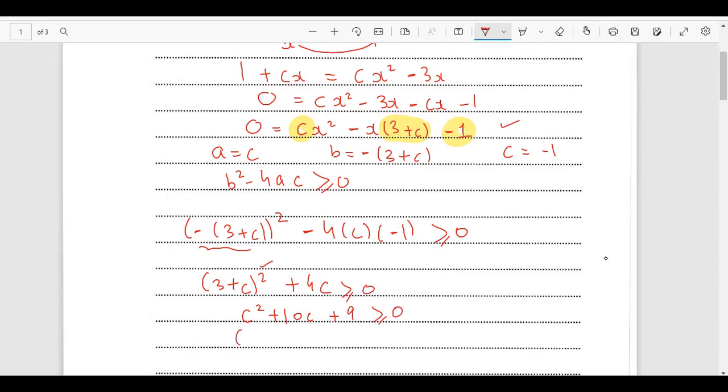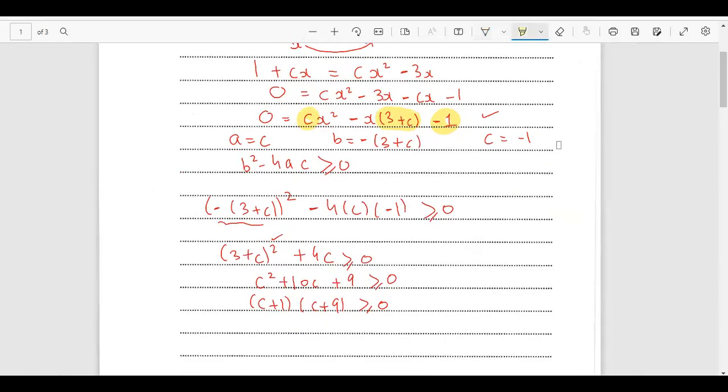So the two factors would be (c + 1) and (c + 9) greater than or equal to 0. Now, it is a quadratic inequality, so I'm not going to make conclusions directly. I need to make the graph. The coefficient of c squared is positive, so it would be a U-shaped graph. And the critical points would be minus 1 and minus 9. So the x-intercepts are minus 9 and minus 1. And this is going to be the rough quadratic curve.